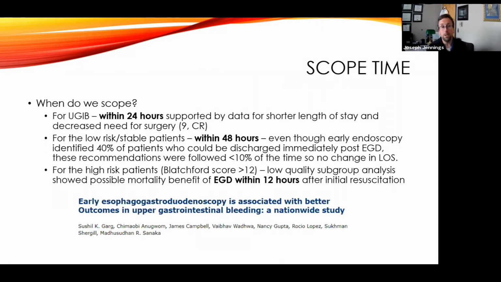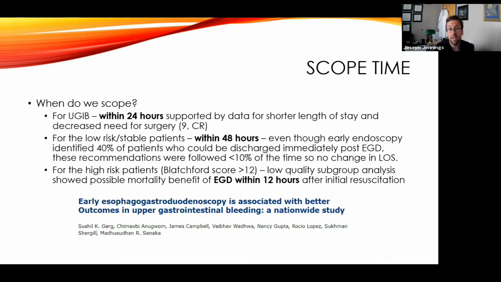So when do we scope these patients? We had a question stem here of a patient who sounds like they're having a GI bleed. Urgency is important, and why we break these bleeders down into so many different categories is that what is urgent for one person is not urgent for another. So for non-variceal upper GI bleeding, urgent and emergent endoscopy is within 24 hours.